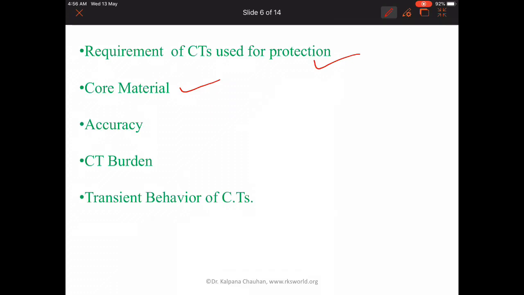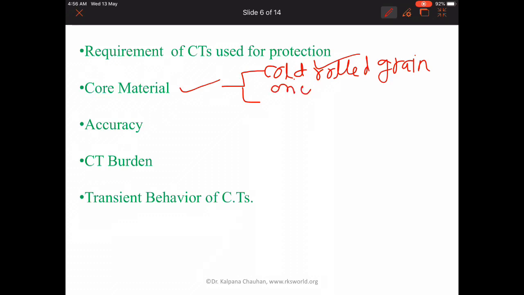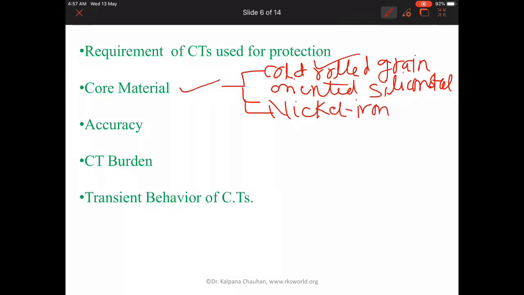But when we consider currents that are under 5 times the rated current, the core material is made from nickel iron alloy. So we can say here that we can use two materials. One is cold rolled grain oriented silicon steel, and another one that we can use is nickel iron alloy.